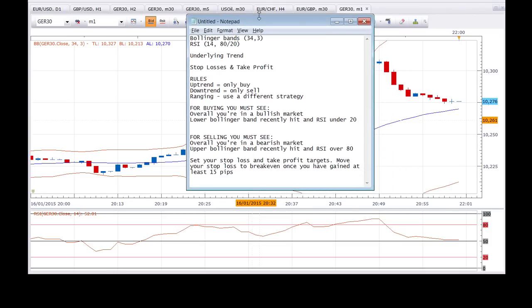You need to let your winners run. Don't get anxious and cash them out too early, because you will end up a loser. You'll end up losing more than you win.